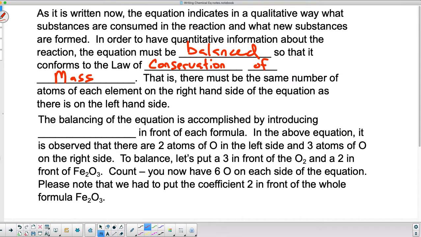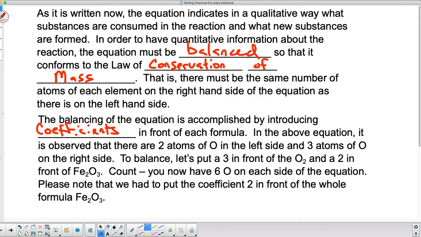So balancing the equation is accomplished by introducing what we call coefficients in front of each formula. In the above equation, it's observed that there are 2 atoms of oxygen on the left-hand side and 3 atoms of oxygen on the right-hand side. To balance, let's put a 3 in front of the O2 and a 2 in front of the Fe2O3. Count. You now have 6 oxygens on each side of the equation.